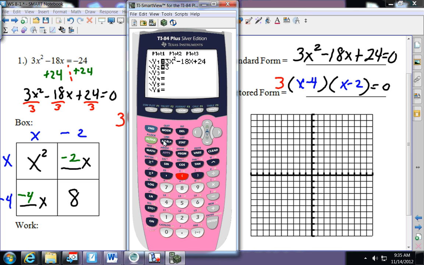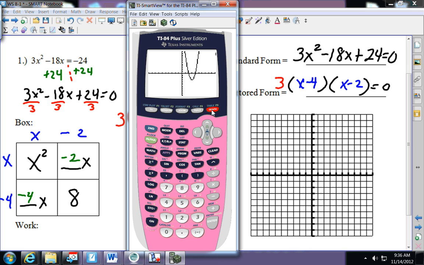3 parentheses, x minus 4, x minus 2. We're going to press second graph. If we are right, what should our tables look like? Y1 and Y2 should be the same. So it is. So now I've got to look to graph it. So now I'm just going to press graph.